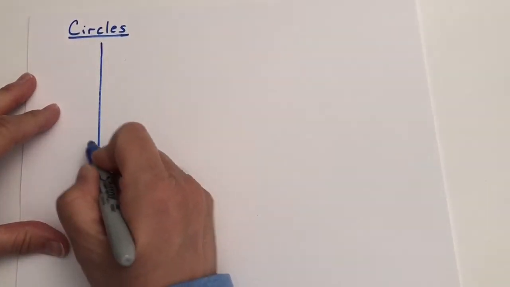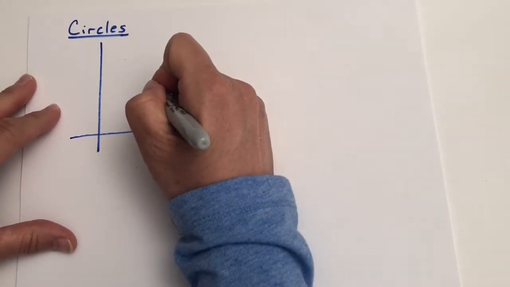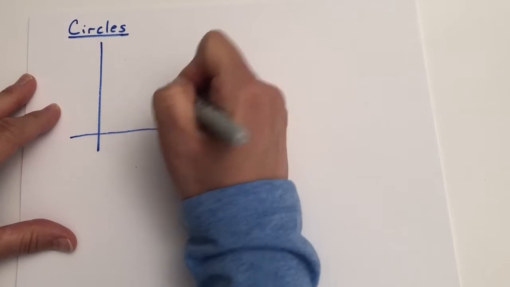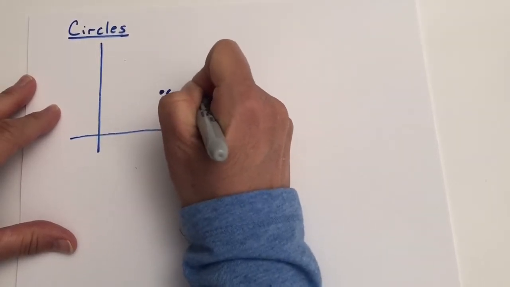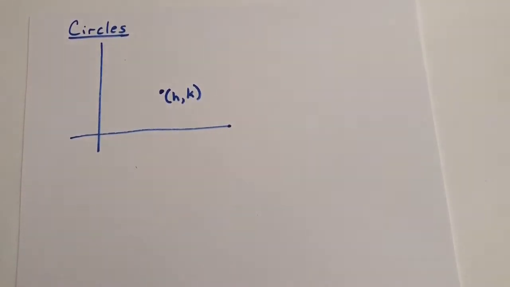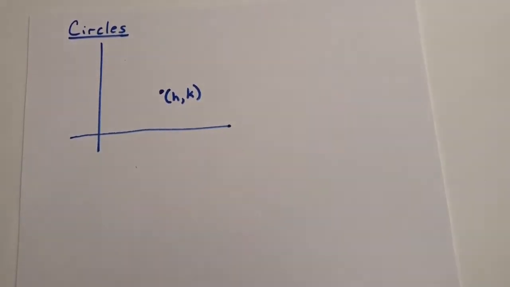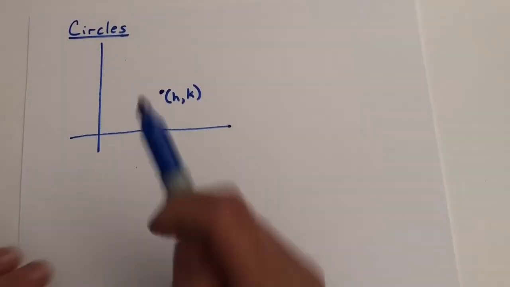A brief review of circles. Remember, a circle can be defined as the set of all points in a plane that are a fixed distance from a fixed point. So what that means is, if we draw a picture and we call this fixed point right here (h, k) and let it be the center, we can find all the points that have a fixed distance from that point, and we'll call that fixed distance r for radius.